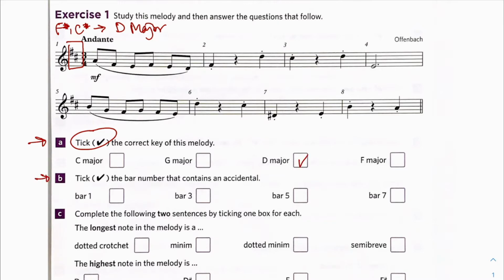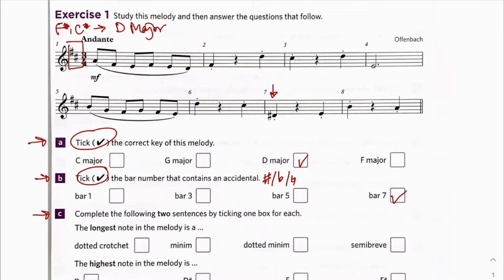Question B. Tick the bar number that contains an accidental. An accidental means a sharp, a flat, or a natural. So if we look at the music bar by bar, starting from bar 1, we will notice that there is an accidental here in bar 7.